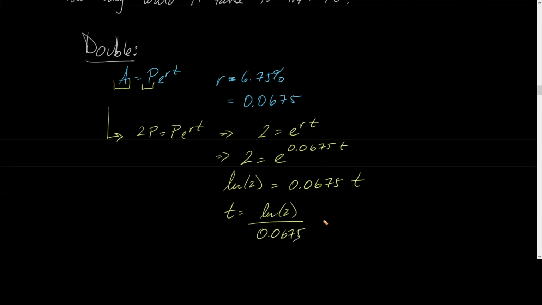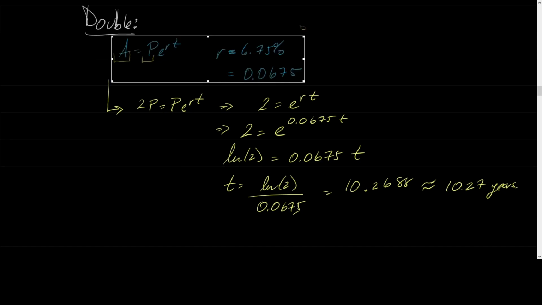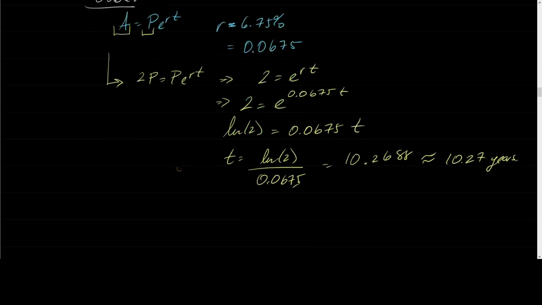Dividing both sides by 0.0675, I get that t is equal to ln of 2 over 0.0675. Plugging that into the calculator, you would get a value that is something like 10.2688. So you can say approximately 10.27 years, because remember in this formula, time is in years. So that's for doubling our investment. That's the first question. Let's look at the second question. How long would it take to triple it?